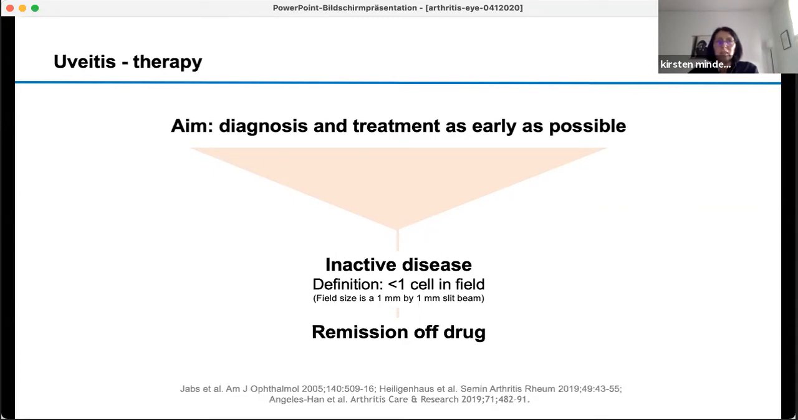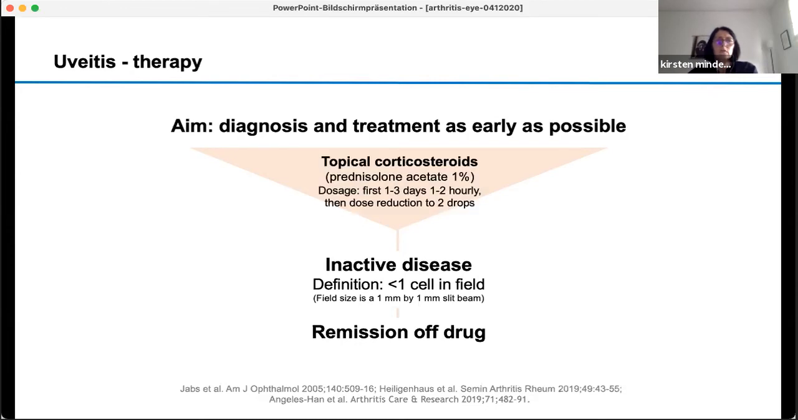More and more data indicate that the earlier JRA is treated and the earlier an inactive disease is reached, the better the outcome of JRA, especially the likelihood of achieving a drug-free remission. Therefore, the aim is to achieve an inactive disease or controlled uveitis at least within the first 12 months of treatment. Topical corticosteroids are still the mainstay of treatment, although these drugs should be limited in duration and dose.